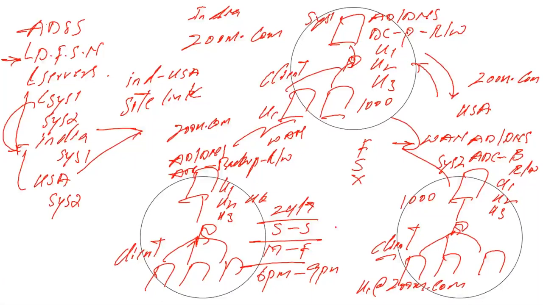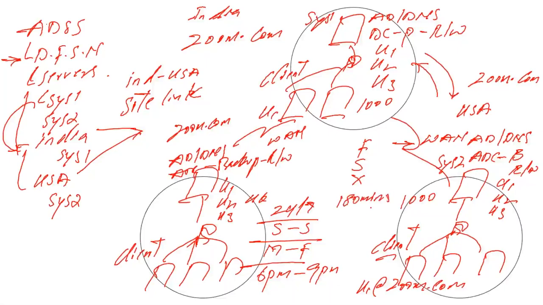There is no replication on Sunday and Saturday between India DC and USA ADC, and replication runs on our schedule, 6 to 9 p.m. But tell me, 6 to 9 p.m. means how many hours I'm giving for replication? 3 hours, 6 p.m. to 9 p.m. So it means I'm giving 3 hours for replication. So 3 hours means around 180 minutes.